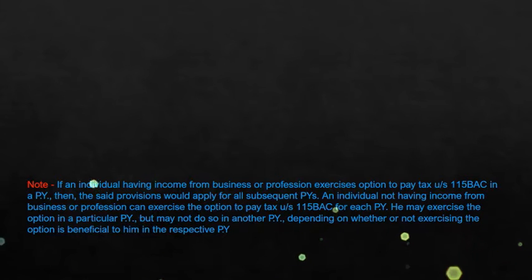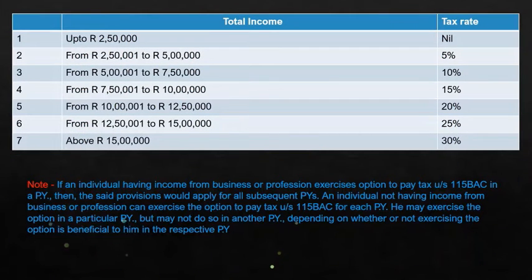2. From ₹2.5 lakh and 1 to ₹5 lakh: 5%. 3. From ₹5 lakh and 1 to ₹7.5 lakh: 10%. 4. From ₹7.5 lakh and 1 to ₹10 lakh: 15%. 5. From ₹10 lakh and 1 to ₹12.5 lakh: 20%. 6. From ₹12.5 lakh and 1 to ₹15 lakh: 25%. 7. Above ₹15 lakh: 30%.